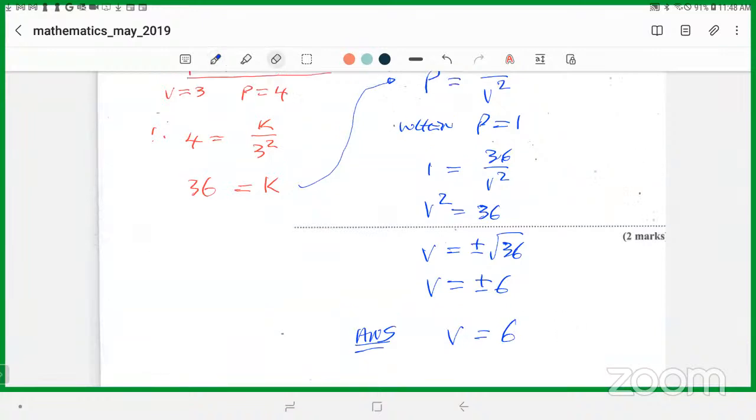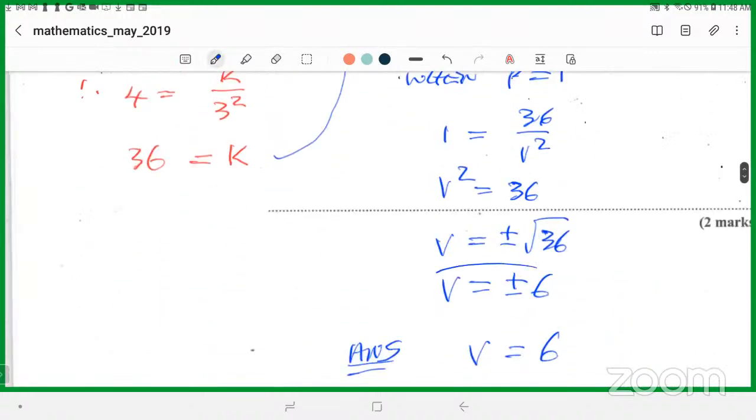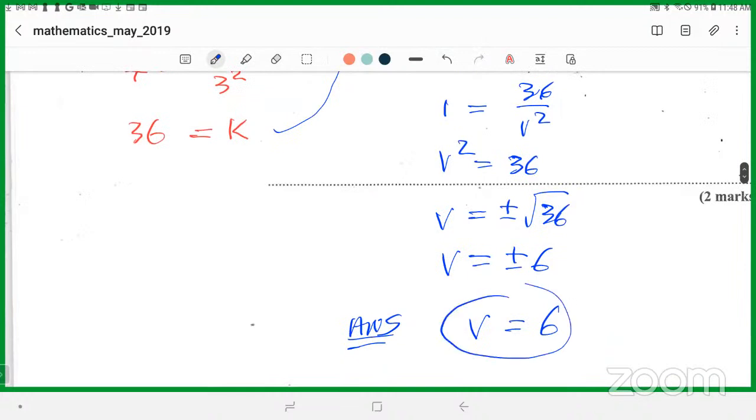They wanted a positive. They wanted the positive value of V. They could have also asked for the negative, right? It could be plus or minus 6, but the question asks for the positive. So we'll give them this as the answer.